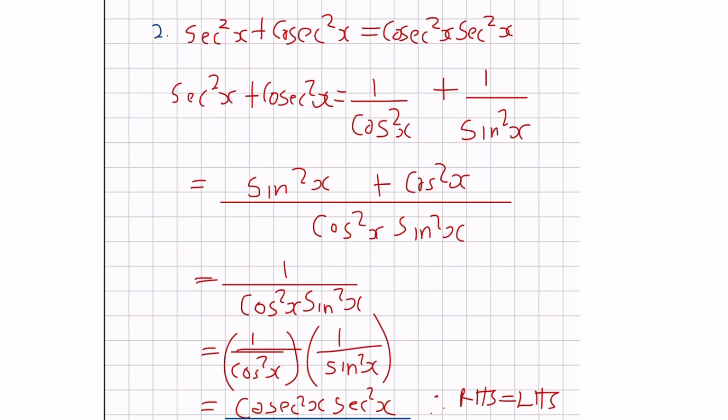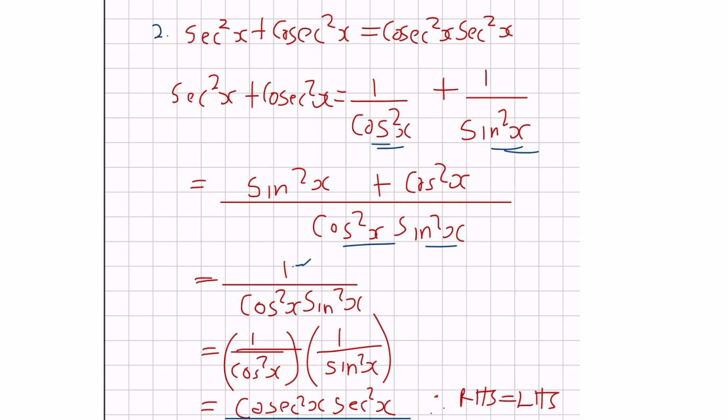Moving from the left hand side, sec squared x is similar to 1 over cos squared x using our standard identities, plus cosec squared x is similar to 1 over sine squared of x. Simplifying this to make it one fraction, the common denominator is cos squared of x sine squared of x. If you simplify, you're ultimately going to get sine squared of x plus cos squared of x. But remember, sine squared of x plus cos squared of x is a standard identity. It's equal to 1. That is why we now have 1 over cos squared of x sine squared of x.